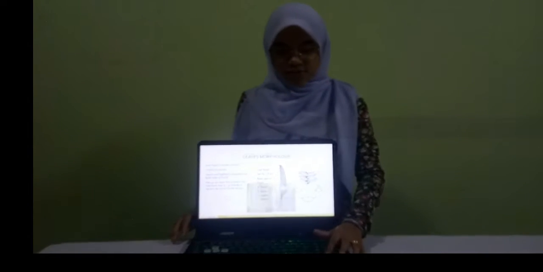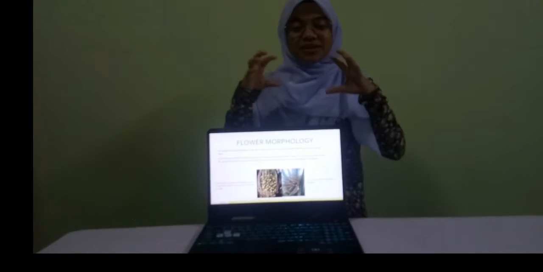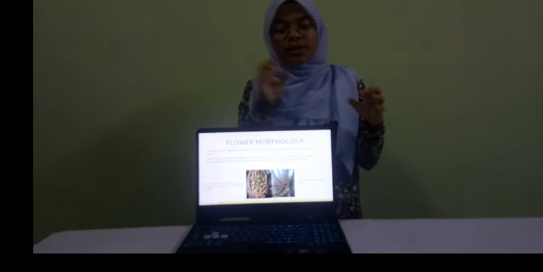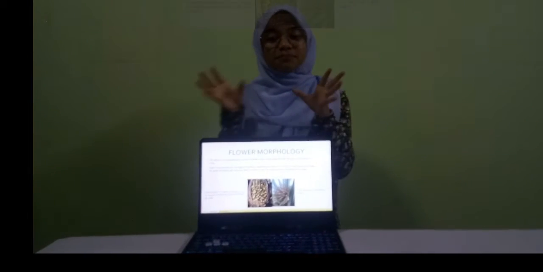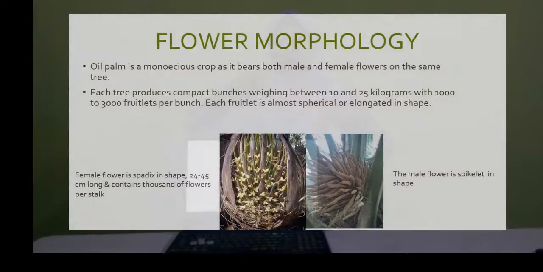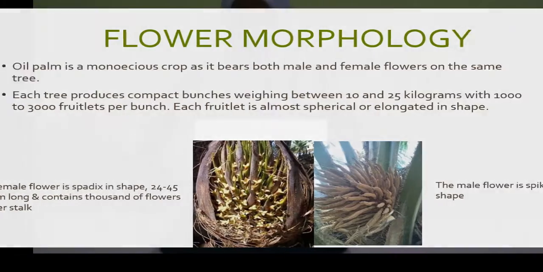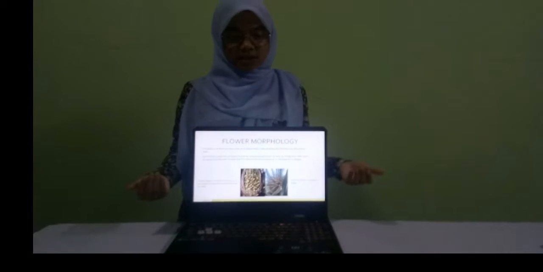Next, I'm going to share with you about the flower morphology. Oil palm is a monoecious crop which has female and male flowers. Each tree produces bunches of between 10 to 25 kilograms with 1,000 to 3,000 fruitlets per bunch, and the shape is spherical or elongated. So you can see here is the female one and here is the male flower. It has spikes, and its shape is like a spade.